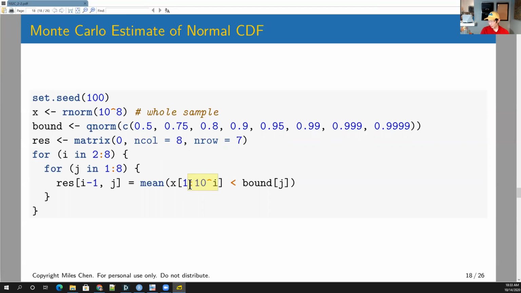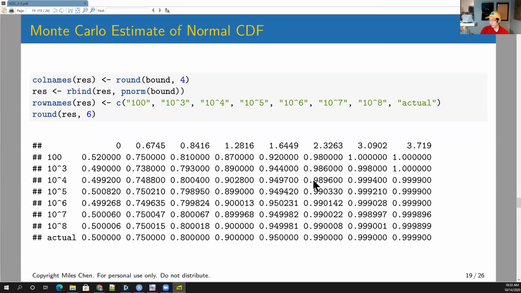How well do our estimates improve by increasing the number of samples by a factor of 10? We're going to take some of these values of x, ask how many are less than whatever boundary we've chosen, and then compute the mean of that. So this is a table, and for p norm of 0, we know that the true value is 0.5.